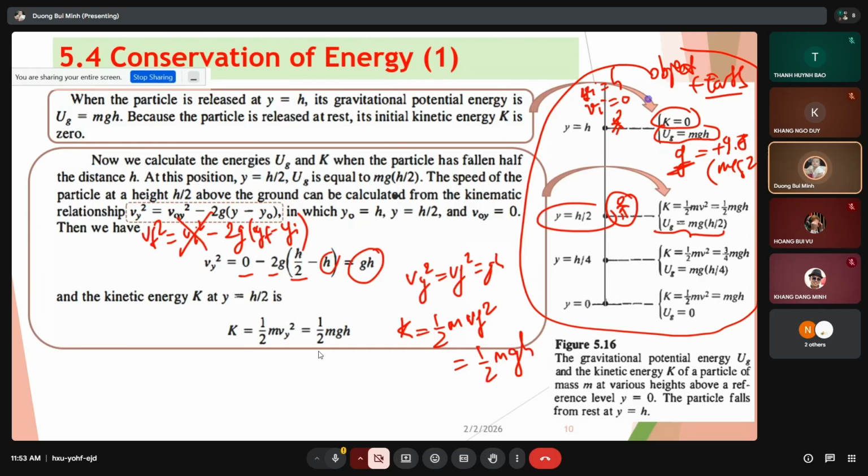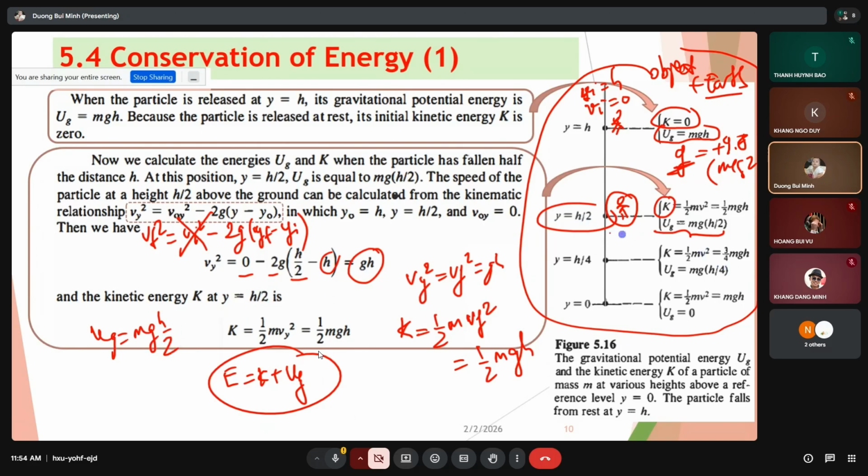And you know the total energy is mgh. So the total energy E is K plus U_G, we get energy conservation. If the gravitational potential energy is half mgh, the kinetic energy is the other half mgh. Or if you would like to calculate U_G, that's okay. U_G is mg and the high level is h over 2. It's up to you.